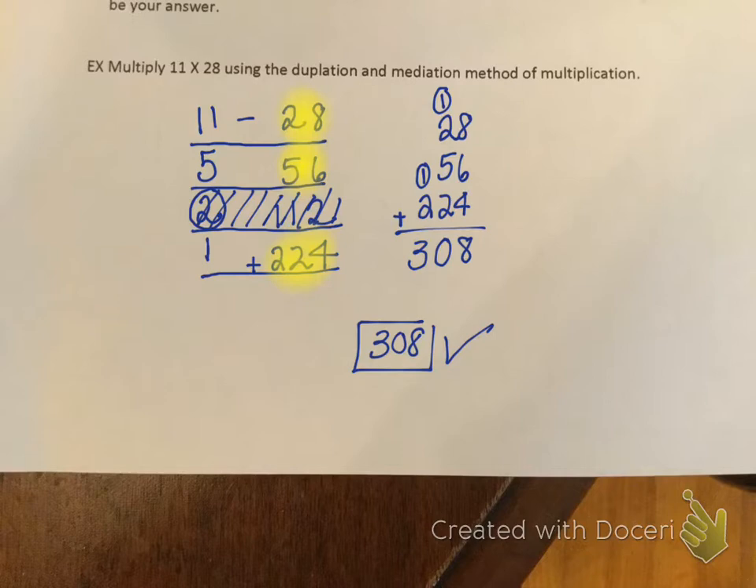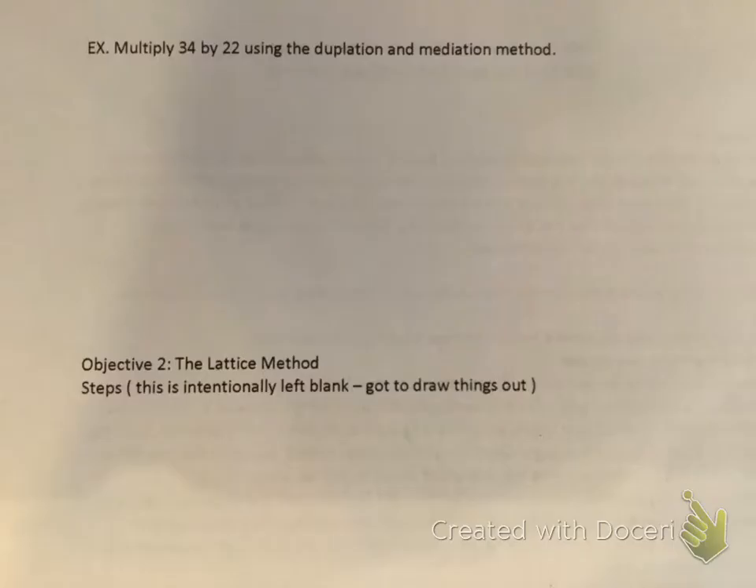Okay, next page. We're going to have another example: multiply 34 by 22 using the duplation and mediation method. Once again, the first step is to write these numbers side by side. You look at the left-hand number, that's going to create the left-hand column, and divide it by 2. So 34 divided by 2 is 17.